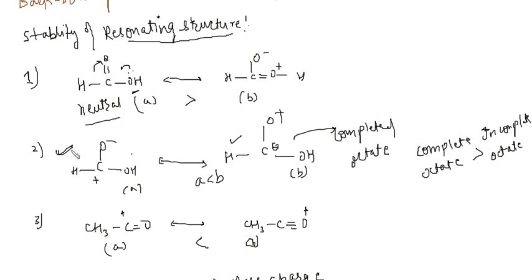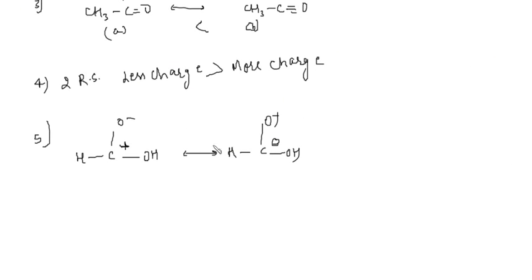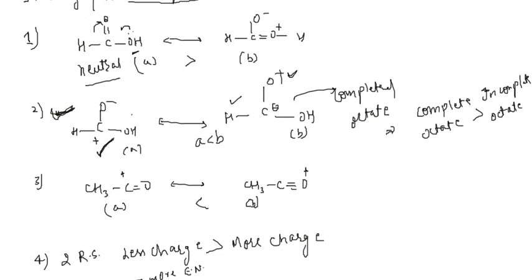Okay, this is not the proper example of this. It is also an incomplete octet, so we will not consider this example. Just see that when there is a complete octet and an incomplete octet, the complete octet will be more stable. Now in this example, both have the same charge, but here the more electronegative atom is oxygen and the less electronegative is carbon. The negative charge should be present on the more electronegative atom and the positive charge on the less electronegative atom, and here it is opposite. That's why if we compare their stability, A will be more stable than B. Further, we will understand this better by doing some examples.